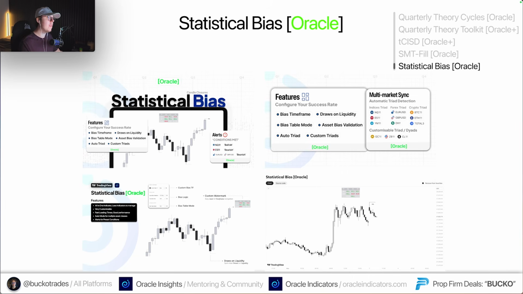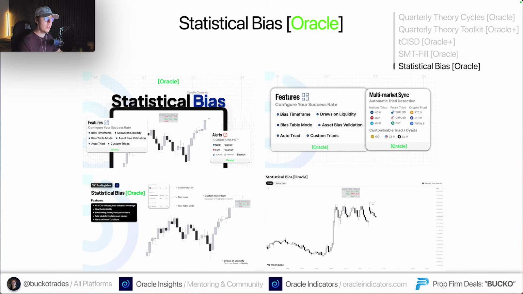Okay, and now finally, last but not least, we have the statistical bias Oracle indicator. Again, this is another completely free indicator, and this is one that I use to gauge my daily bias. You can have it show you the 4-hour bias, the 1 hour, 15, 5 minute, hell, even the 1 minute. This essentially uses the candle closure methodology that I speak on. I'm not saying that I invented it, but I use it and I've spoken on it before on my channel.